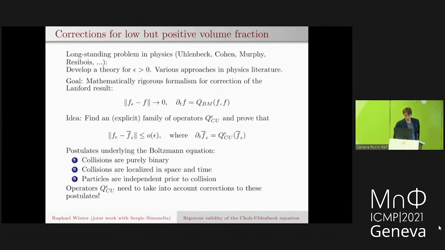And in order to do so, we went back sort of to Boltzmann's initial postulates for the Boltzmann equation. So how he found the equation was to postulate, okay, collisions between particles in a gas are purely binary. It will never happen that we have three particles colliding at the same time. And we will always talk about hard spheres here. So in that case, that will mostly not be a problem.